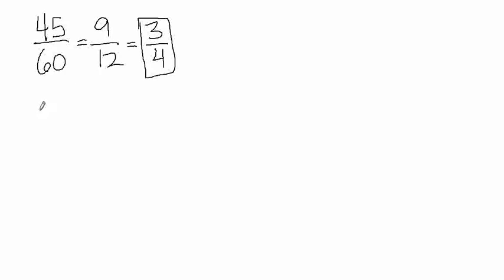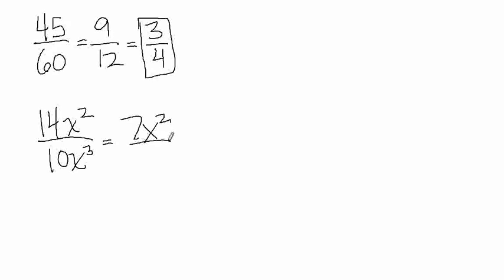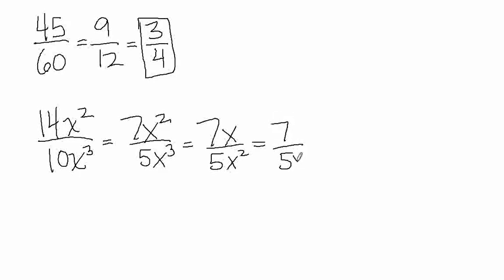So for example, 14x squared over 10x cubed. Let's divide the top and bottom by 2. So that would give 7x squared over 5x cubed. Now let's divide the top and bottom by x. So that would give 7x over 5x squared. And let's divide the top and bottom by another x, 7 over 5x. And that's as far as we could go.